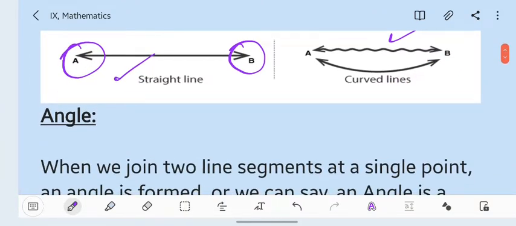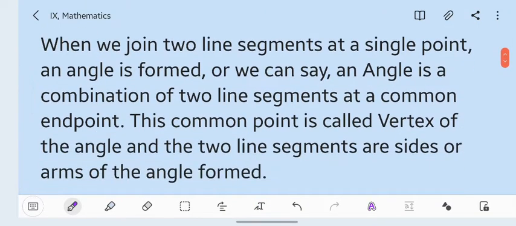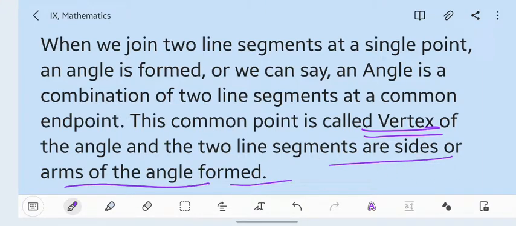Next term in the chapter is angles. An angle: when we join two line segments at a single point, an angle is formed, or we can say that an angle is a combination of two line segments at a common endpoint. This common point is called the vertex of the angle, and the two line segments are called the arms of the angle formed. Or in other words, an angle is formed when a ray is rotated clockwise or anti-clockwise. Or simply, when two lines intersect, the point of intersection forms four angles.